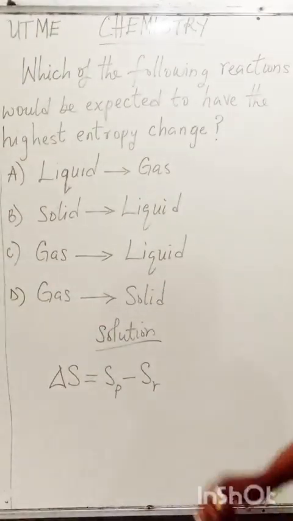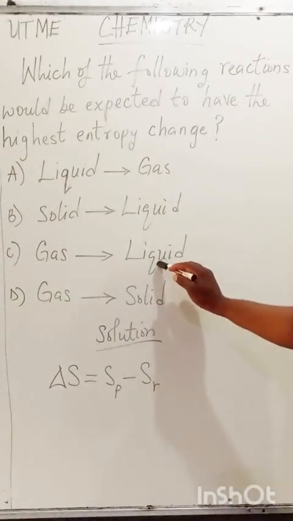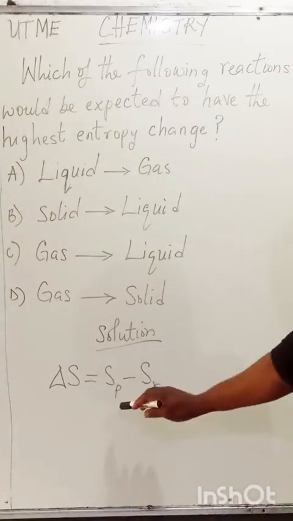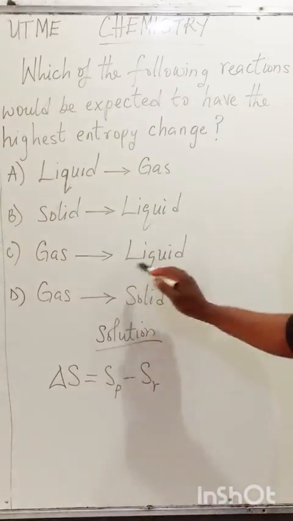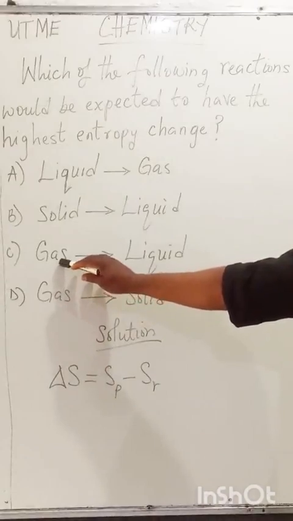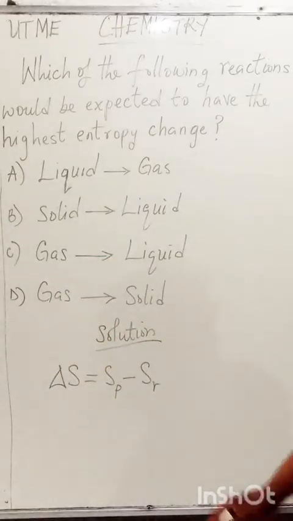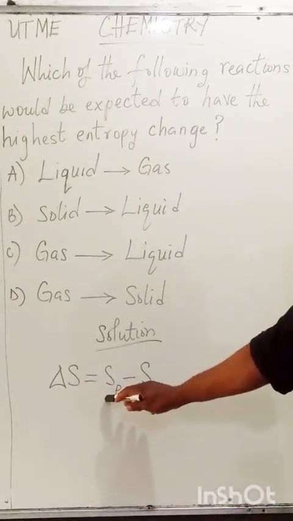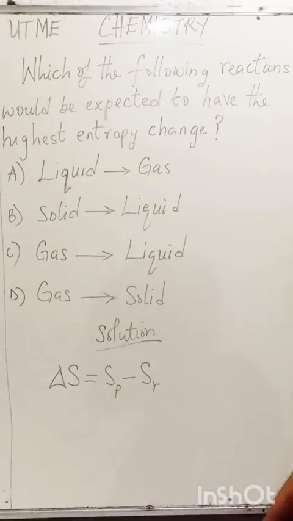Option C. Liquids have average entropy. So you put average entropy minus the entropy of gases, which is a very high value. A low or average value minus a very high value. What do you have? You have a negative value still.